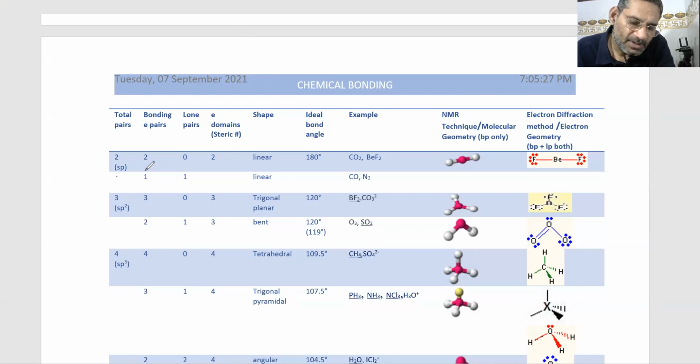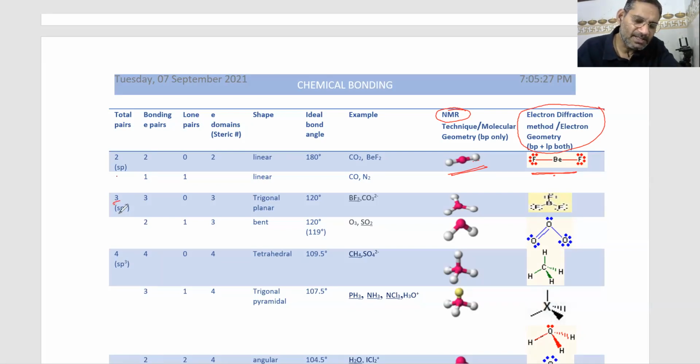See, what's the meaning of 2? This is what I was talking about, the NMR technique and the electron diffraction method. In the electron diffraction method, you will be showing electron pairs, non-bonding pairs, and in NMR, you will only be considering bond pairs. So only bond pairs you have taken. Lone pairs are shown only in the case of the electron diffraction method.